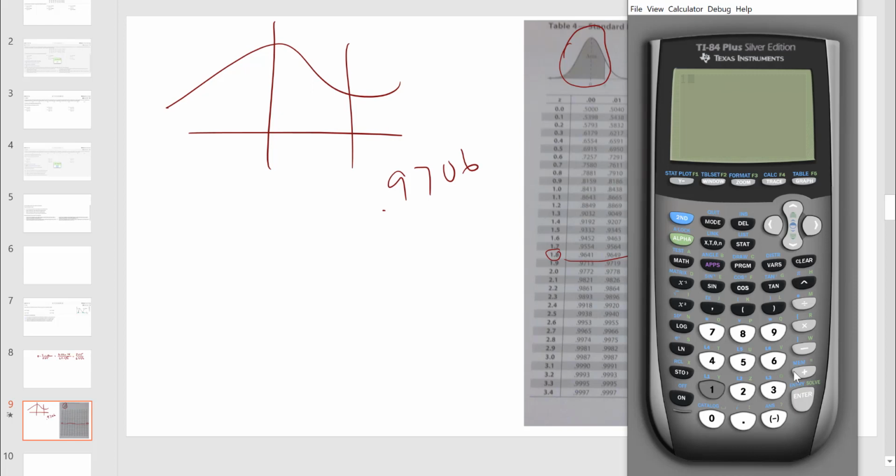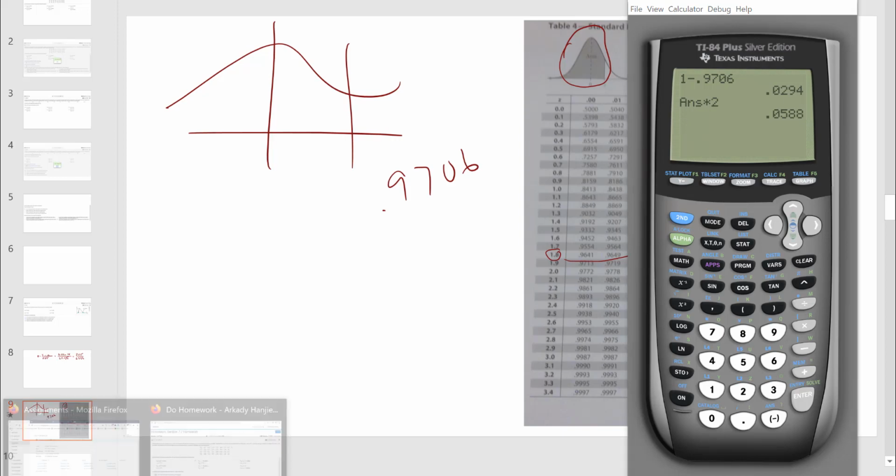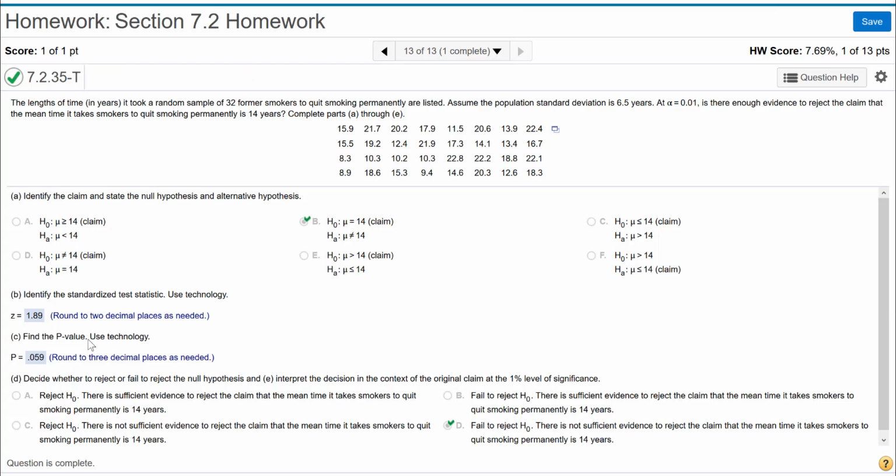Okay, 1 minus 0.9706. Enter there, and then we're going to double it because we have a two-tail test on our hands. So 0.0588, so really 0.059 is what we want. So now let's jump back to this one right here, and there it is. Here's your p-value. P-value is 0.059.